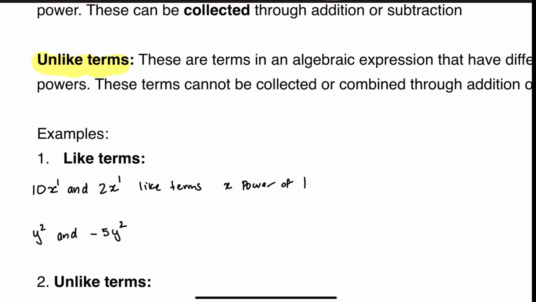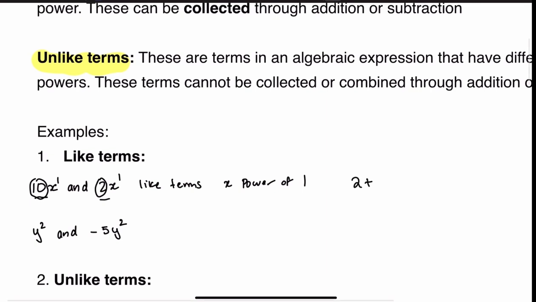You guys might be thinking, oh, but this is a 10x and this is a 2x, they can't be like terms. See, remember guys, in the last video, this 10 is a coefficient and this 2 is a coefficient. The coefficients don't matter as long as the power is the same. If the power is the same, to the power of whatever it is, then it's considered like terms. The coefficients are simply like saying 2 plus 5, that's going to be 7. So that doesn't really matter here.